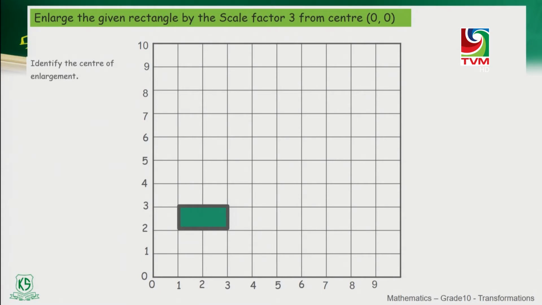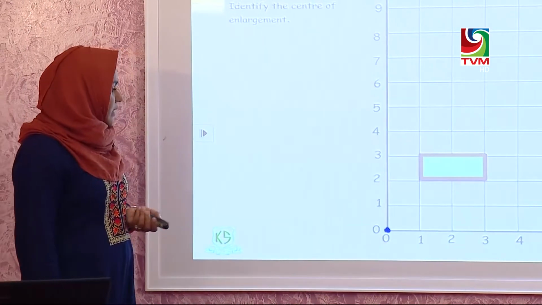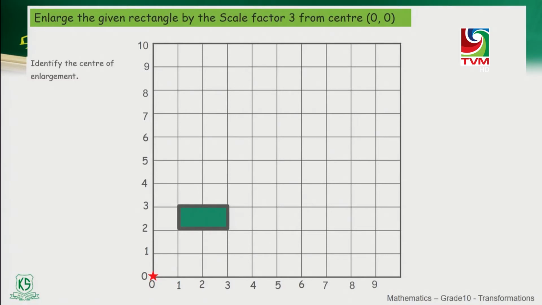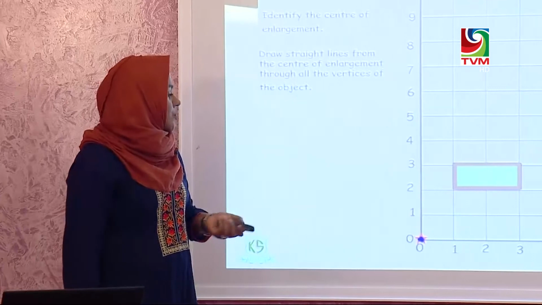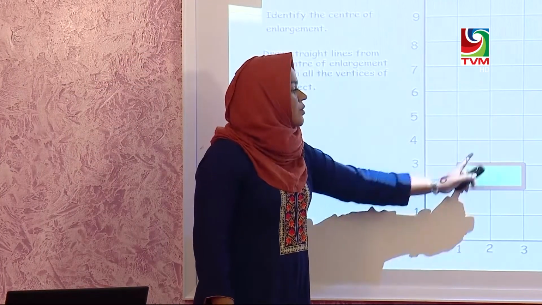So on the grid plot the point 0, 0. 0, 0 is our origin here. So you can plot the center of enlargement 0, 0, and after identifying the center of enlargement we are going to draw straight lines from the center of enlargement through all the vertices of the object. All the vertices means the corners of the object. You have to draw straight lines from the center of enlargement through all the corners of the object.